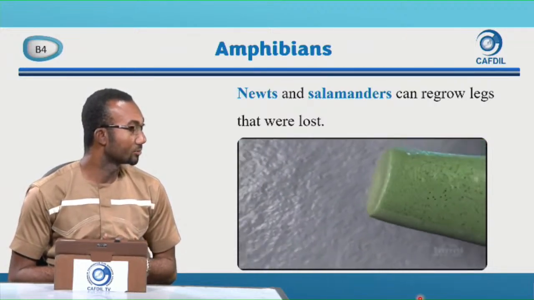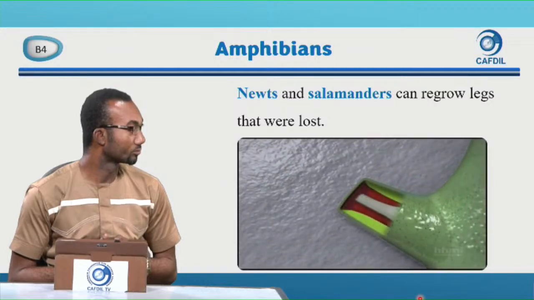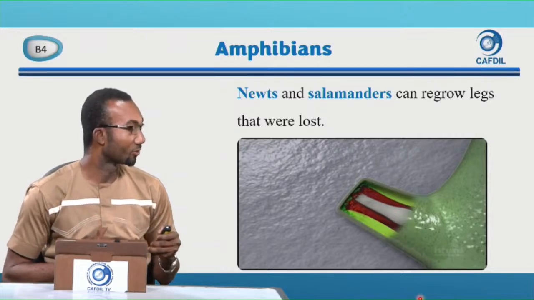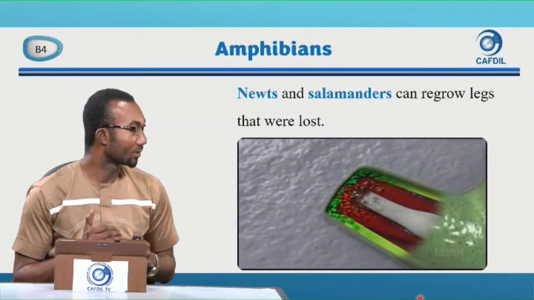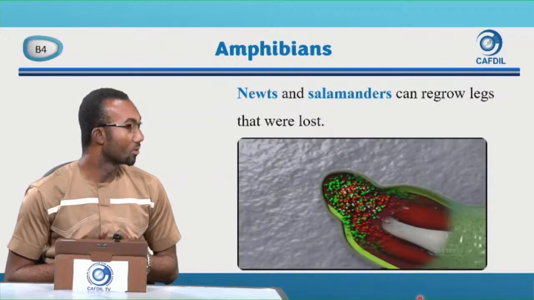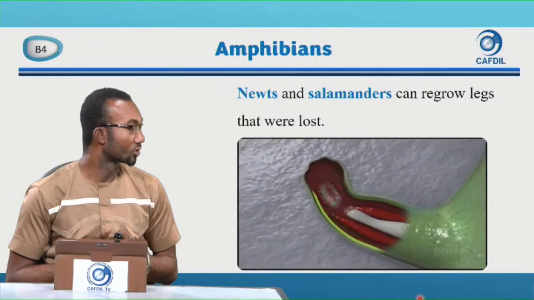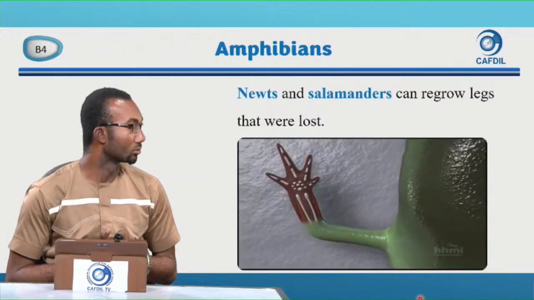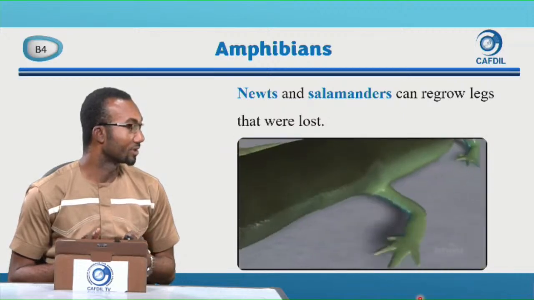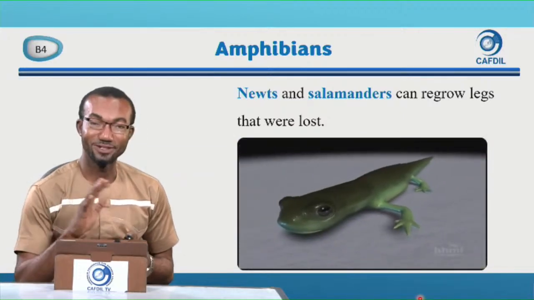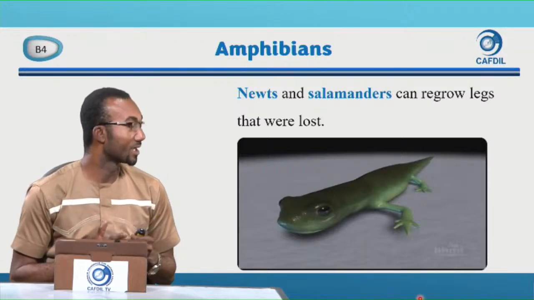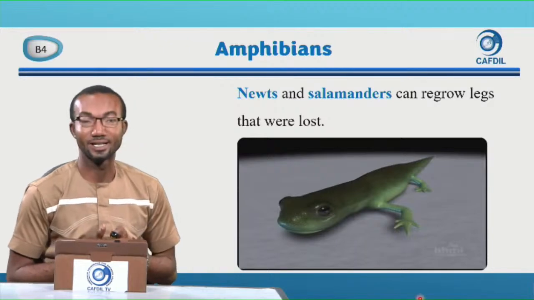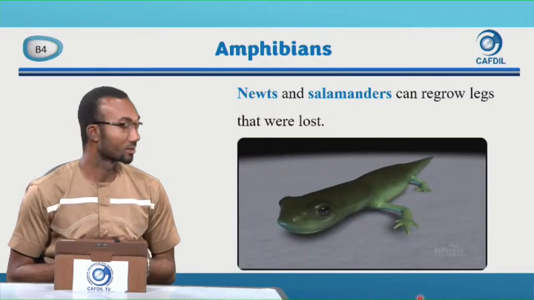The wound will seal. Let's look at it. The bones and everything will start growing and developing, and gradually a new leg will grow back. So newts and salamanders, when they lose their legs, it regrows. See, they have a new leg, waving that I have a new leg. So remember that newts and salamanders can regrow their legs when they are lost. Good.